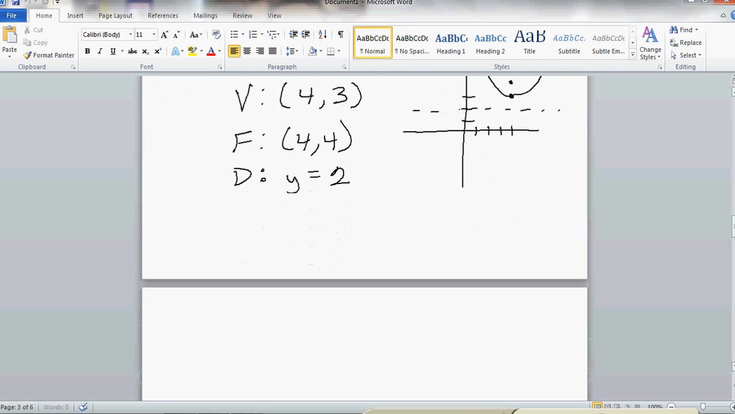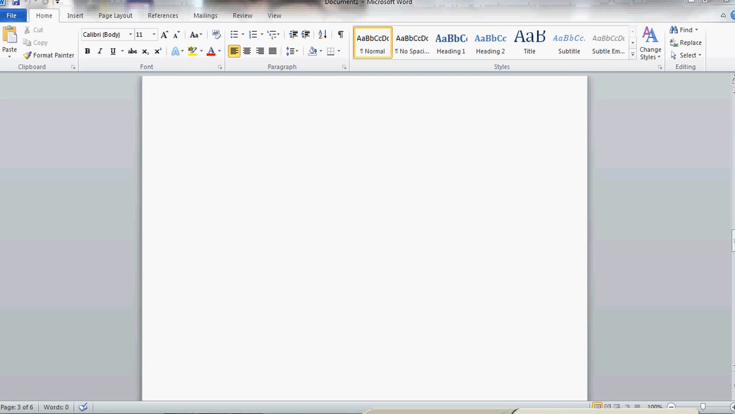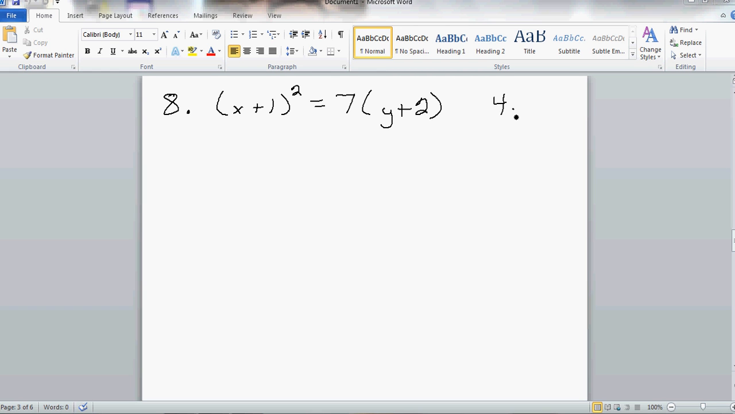Number 8 asks us to graph, and we're going to go through the exact same process. We have x plus 1, the quantity squared, equals 7 times y plus 2. Okay, first thing, I'm going to find p. I know that 4p is equal to 7, so p will equal 7/4. And we'll have to deal with that, but that's okay. I need the vertex, the focus, the directrix, and then I'll be able to graph everything. I realize that x squared tells me it's going to be opening either up or down. This tells me I'm going to be opening up.